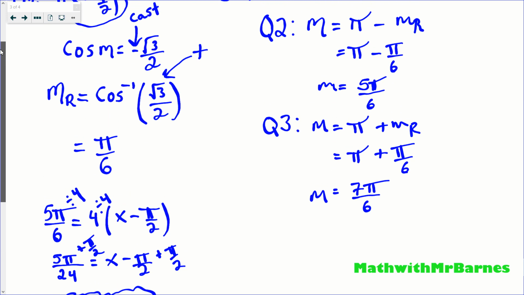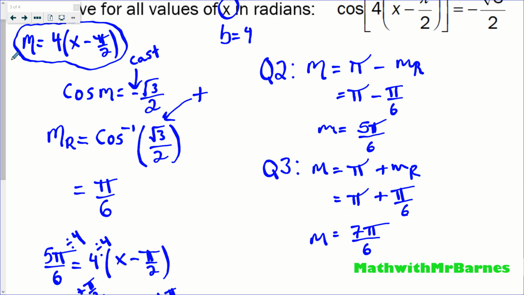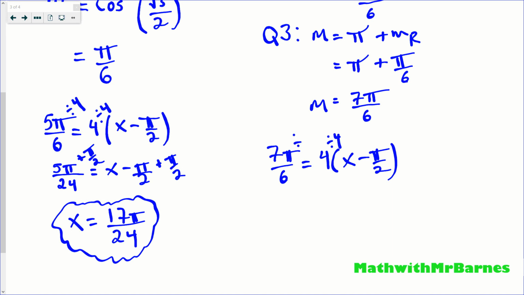M over there is 7 pi over 6. So I'll do the same thing. I'll take that 7 pi over 6, sub in for m, and solve. So 7 pi over 6 equals 4x minus pi over 2. So the steps are mostly the same, right? So it's just divide by 4. And again, I'm relying on my Casio and my mental math. So that becomes 7 pi over 24. And that equals x minus pi over 2.